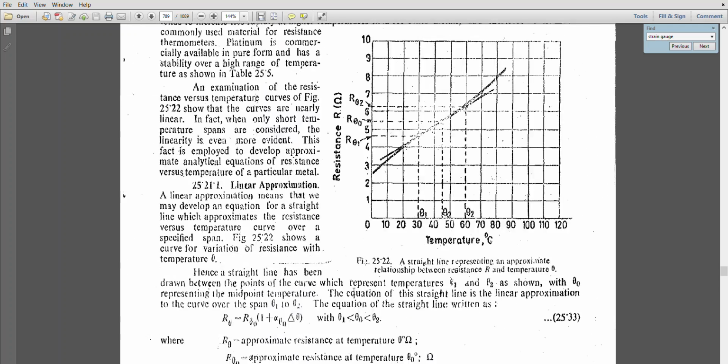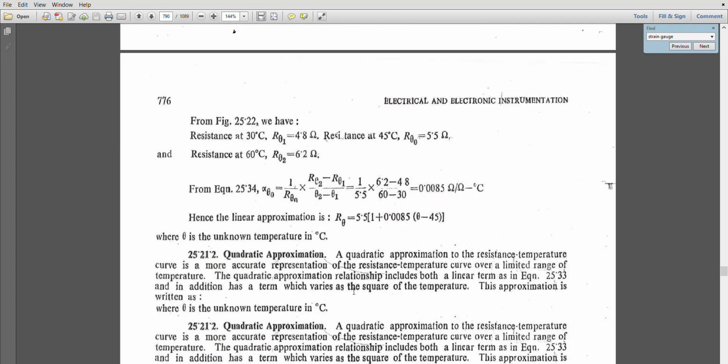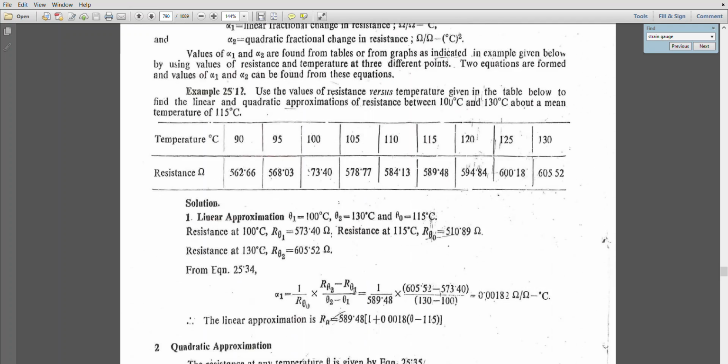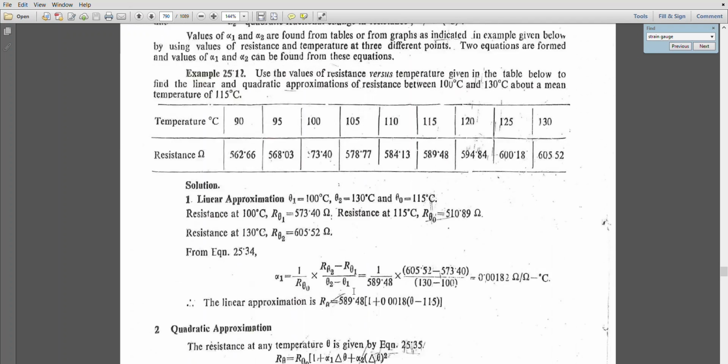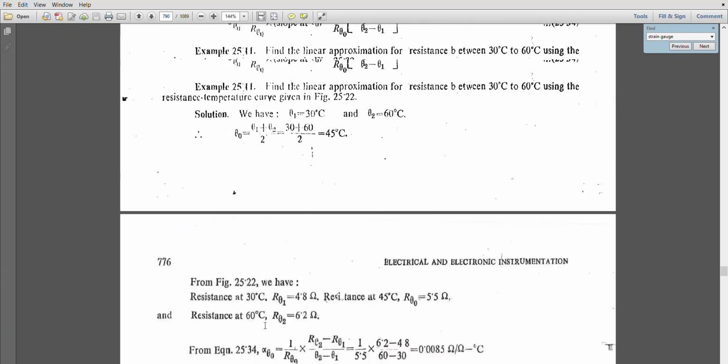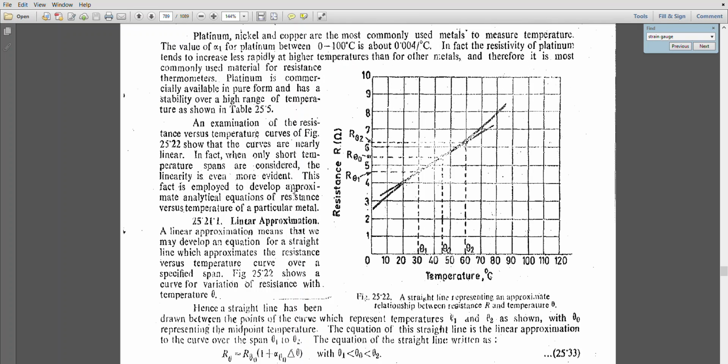One of the most common problems that you might find in the RTD space is linear approximation versus quadratic approximation. Linear approximation, as I told in the lecture video, is you fit. So you have this plot, a set of temperatures on the x-axis and a set of resistances on the y-axis. When you plot it, you will get a straight line. If you get a straight line, it's fine.